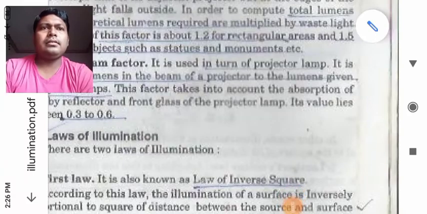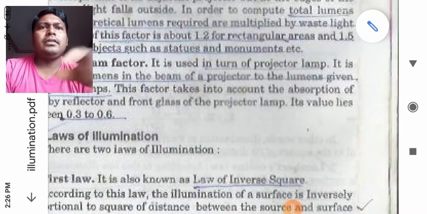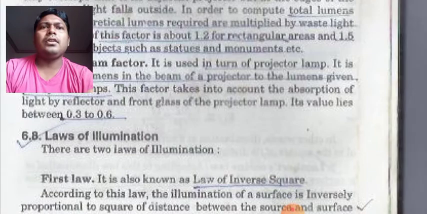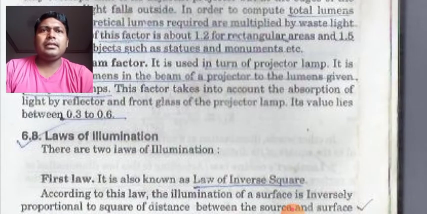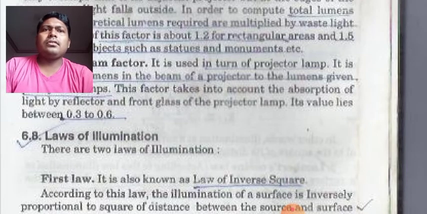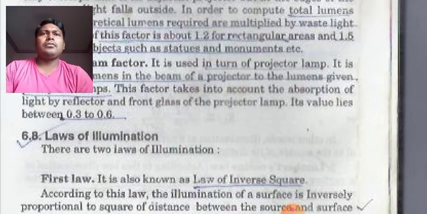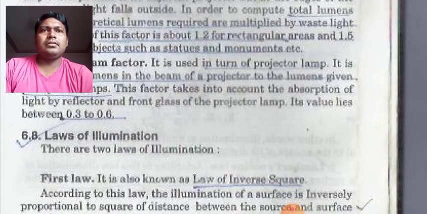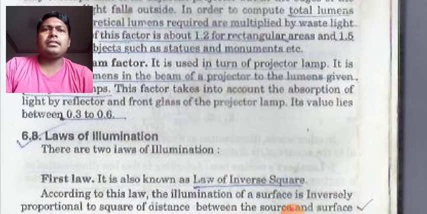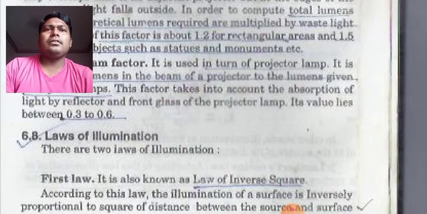Hello students, in today's class we will discuss laws of illumination, and this class is important for 5th semester diploma electrical students. This laws of illumination is a very important topic of this subject, so we will understand it, the laws of illumination.